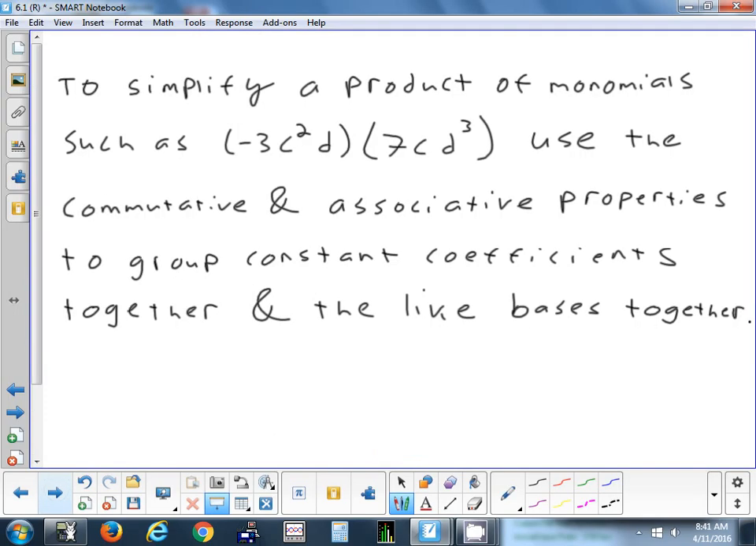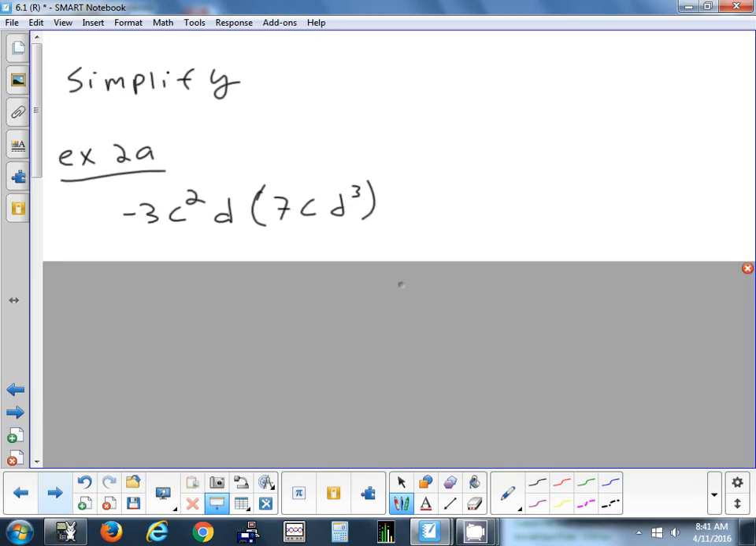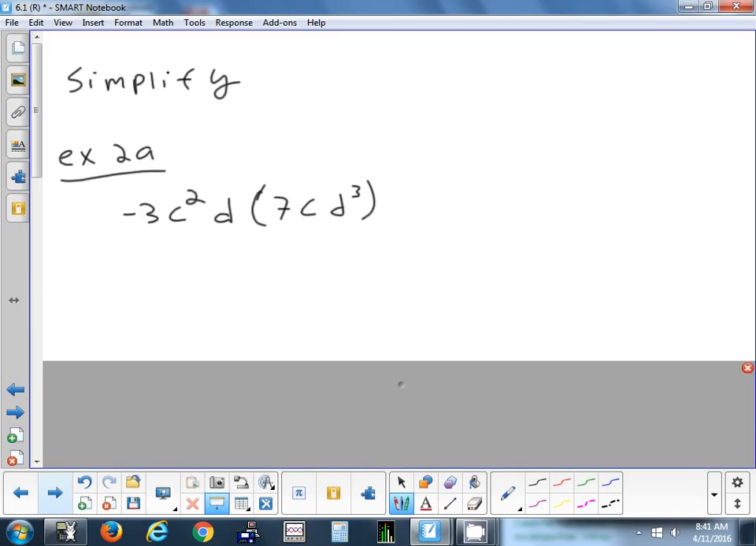We're going to do the same kind of thing again. We're just going to practice with some more letters, and we might even throw some numbers in there too. All you want to think about is grouping together things that are the same. So let's try this one.